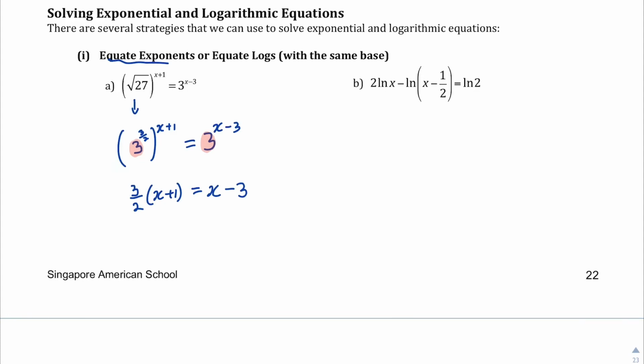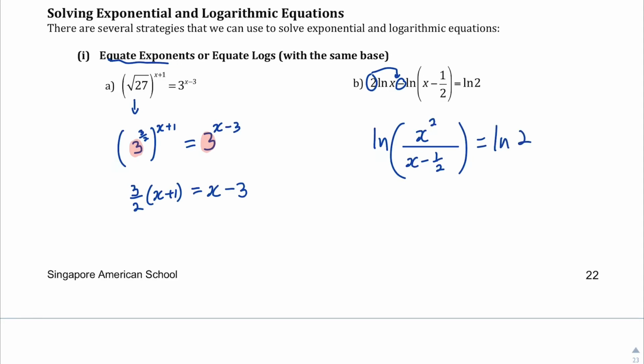Okay, so we move to the second equation. What we have here is all of the terms with base e. What we need to do is combine those logarithms before we are able to equate their values. So step 1, I'm going to move that 2 to the exponent, and simultaneously write that as a quotient. So I'm now going to have ln of x squared divided by x minus 1/2, and that's going to equal ln of 2.